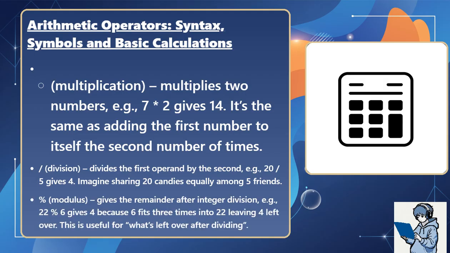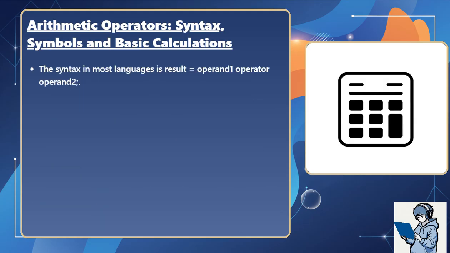Modulus gives the remainder after integer division, for example 22 modulus 6 gives 4 because 6 fits 3 times into 22, leaving 4 left over. This is useful for finding what's left over after dividing. The syntax in most languages is result = operand1 operator operand2. All operators work with numeric data types such as int, float, or double.